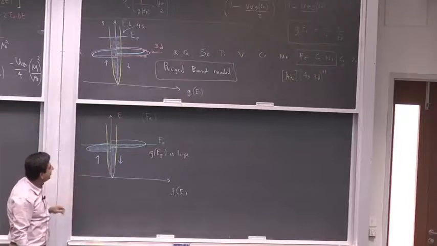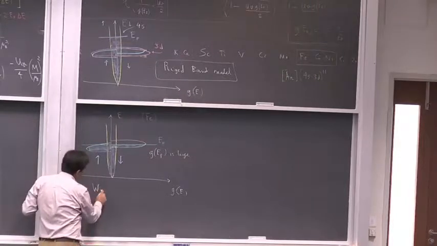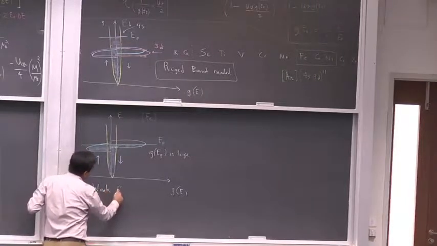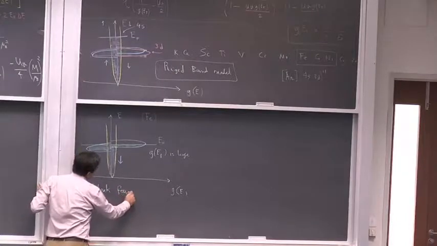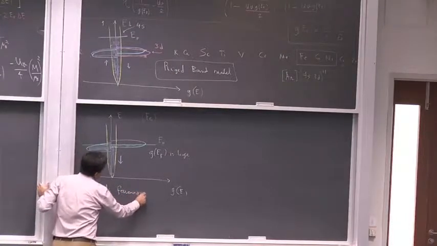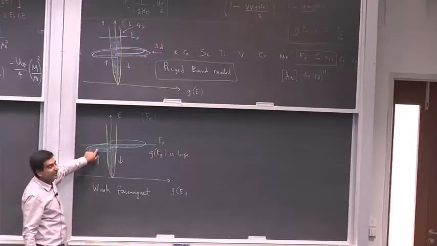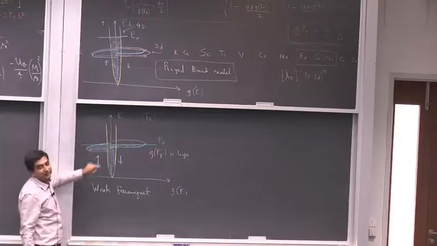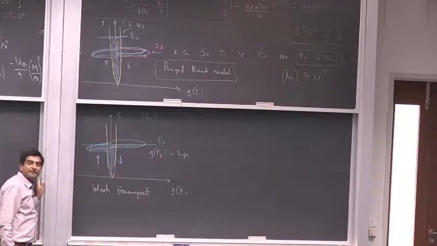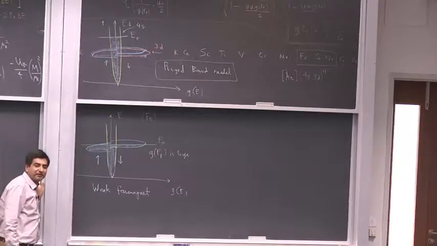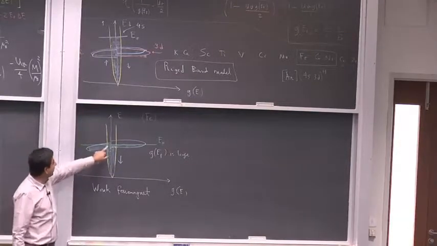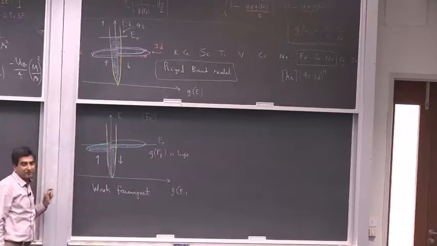So this is actually called a weak ferromagnet. Iron is a weak ferromagnet. It's a weak ferromagnet because the majority spin 3d band is not completely filled. It's not completely filled. There's some vacancy over here. It's a weak ferromagnet.